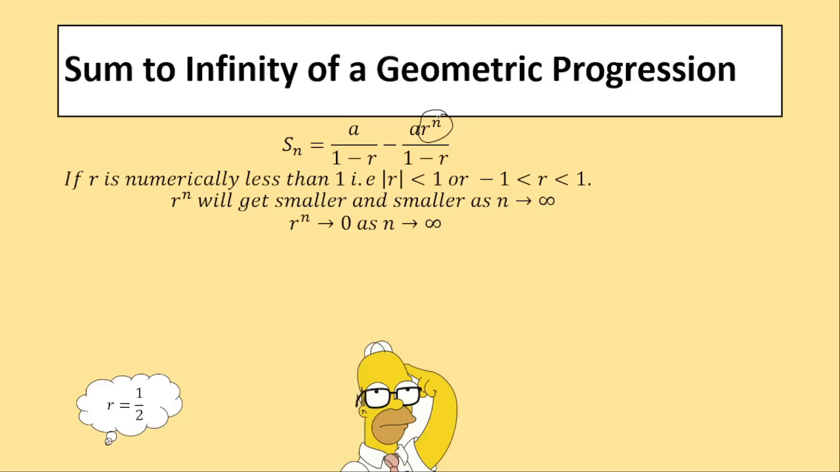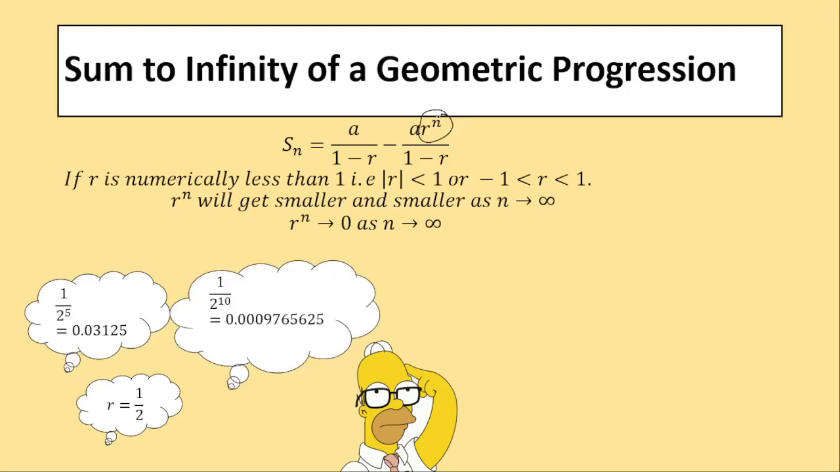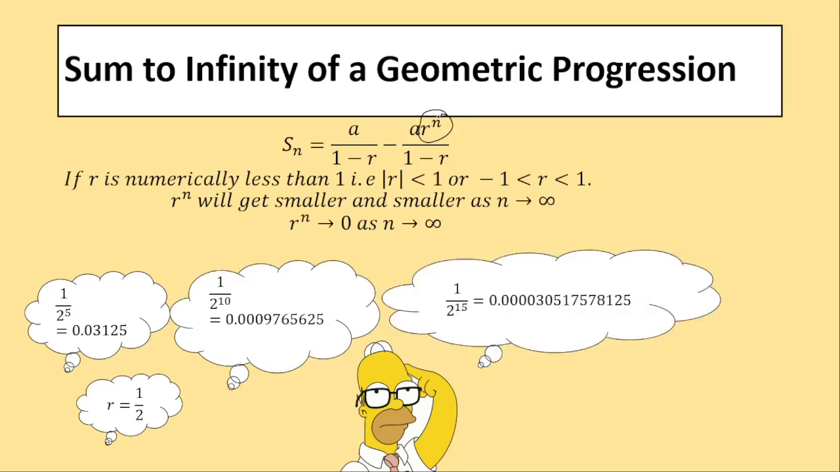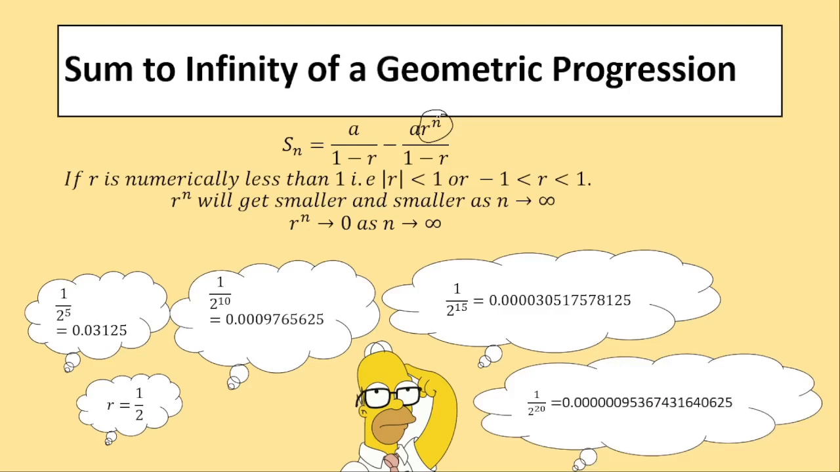Let's take r to be half. If we had r being half, 1 over 2 to the power 5 will give us 0.03125. 1 over 2 to the power 10 will be 0.009765625. 1 over 2 to the power 15 will give us 0.000030517578125. 1 over 2 to the power 20 will give us 0.00000095367431640625.